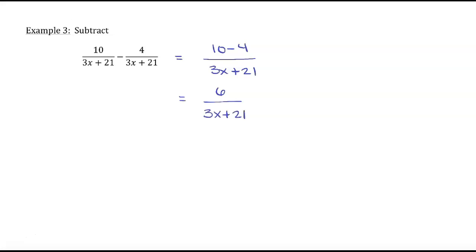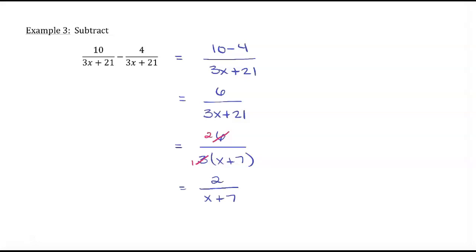Now let's see if we can factor the denominator. 3x and 21 have a greatest common factor of 3, and factoring out a 3 leaves behind a factor of x plus 7. And since 3 goes into 6 two times, we can simplify 6 over 3 as 2 over 1. Now we have as the difference of these two rational expressions 2 over x plus 7.